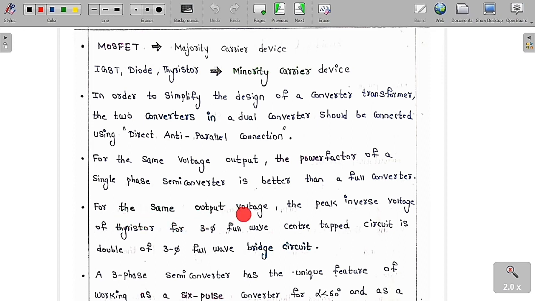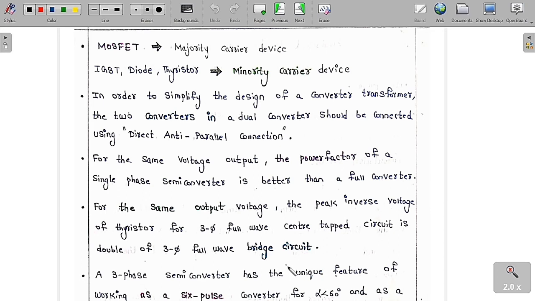For the same output voltage, the peak inverse voltage of thyristors for the three-phase full wave center tap circuit is double that of the three-phase full wave bridge circuit. I've already told you, for three-phase, if you use the center tap, the peak inverse voltage is very high, and if you use the bridge circuit, the peak inverse voltage is very low.